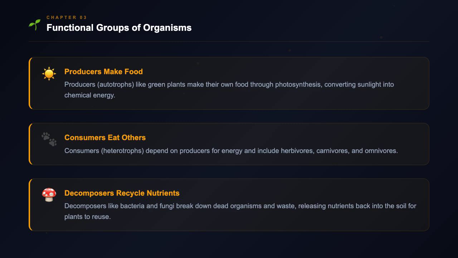The second group is consumers or heterotrophs, which depend on producers for food. Consumers include herbivores, carnivores, and omnivores. The third group is decomposers, like bacteria and fungi, which break down dead organisms and waste into simple substances. This process releases nutrients back into the soil for plants to use. These three groups work together to keep energy and nutrients flowing through ecosystems.